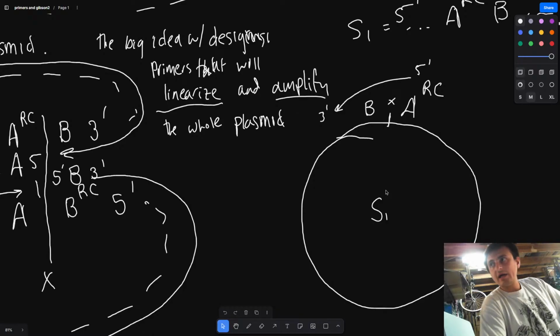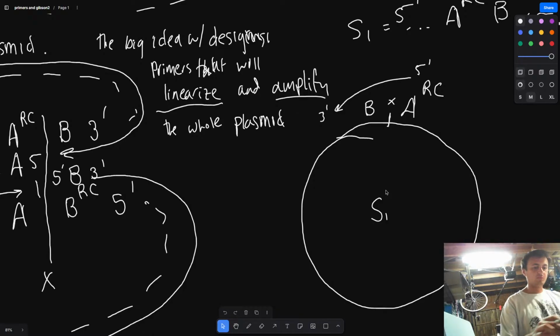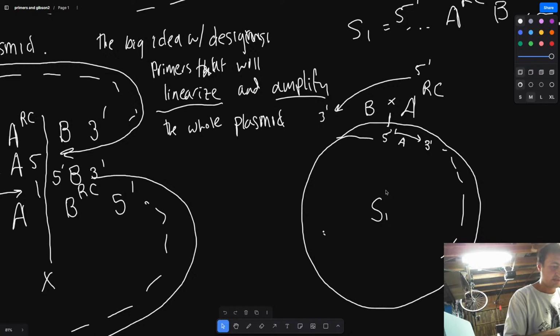All right. Now, what's going to happen when our A primer binds? Well, our A primer is going to bind here, and it's going to be the other direction. So it's going to be 5 prime and 3 prime here. And it's going to go around. And what's going to happen here when it elongates? It's going to make BRC, because that's just how polymerase is going to work.